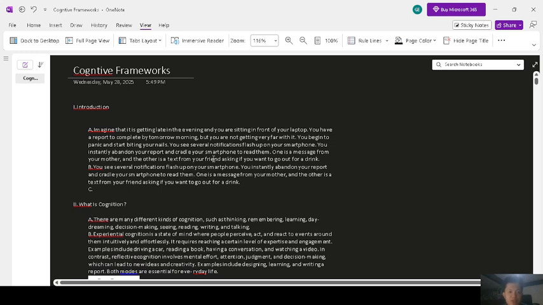Introduction. Imagine that it's getting late in the evening and you're sitting in front of your laptop. You have a report to complete by tomorrow morning, but you're not getting very far with it. You begin to panic and start biting your nails. You see several notifications flash up on your smartphone. You instantly abandon your report and cradle your smartphone to read them. One is a message from your mother, and the other is a text from your friend asking if you want to go out for a drink.